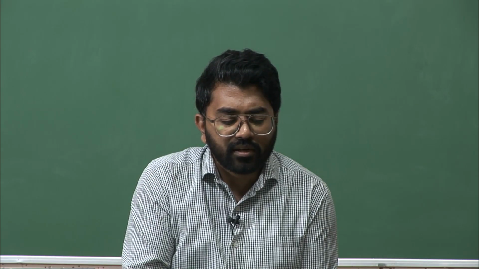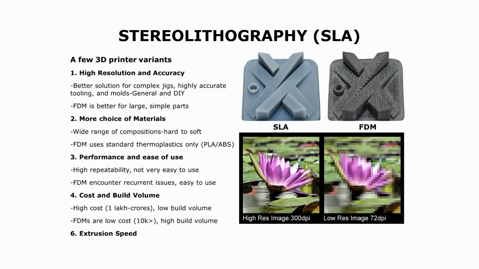More choice of materials, right. So, typically a wide range of compositions, hard to soft, is what you find for SLA printing. With FDM you have a very limited choice of materials. SLA has a much wider choice of materials.